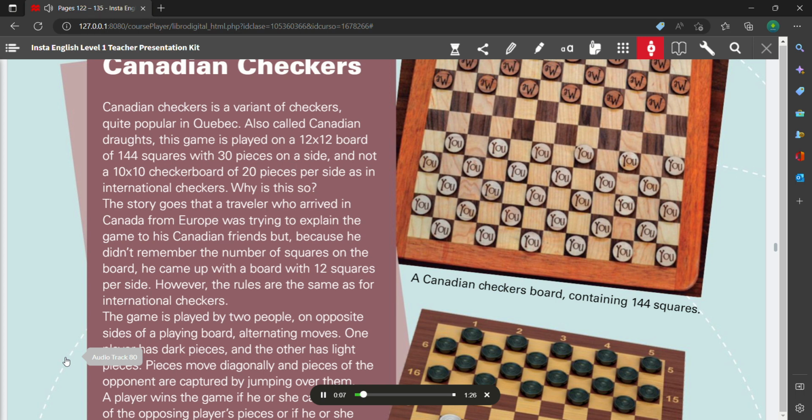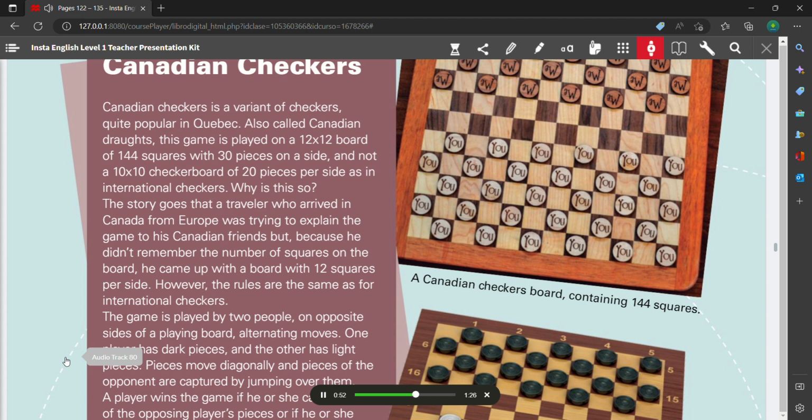Canadian checkers. Canadian checkers is a variant of checkers, quite popular in Quebec. Also called Canadian Draughts, this game is played on a 12 by 12 board of 144 squares with 30 pieces on a side, and not a 10 by 10 checkerboard of 20 pieces per side as in international checkers. Why is this so? The story goes that a traveler who arrived in Canada from Europe was trying to explain the game to his Canadian friends, but because he didn't remember the number of squares on the board, he came up with a board with 12 squares per side. However, the rules are the same as for international checkers.